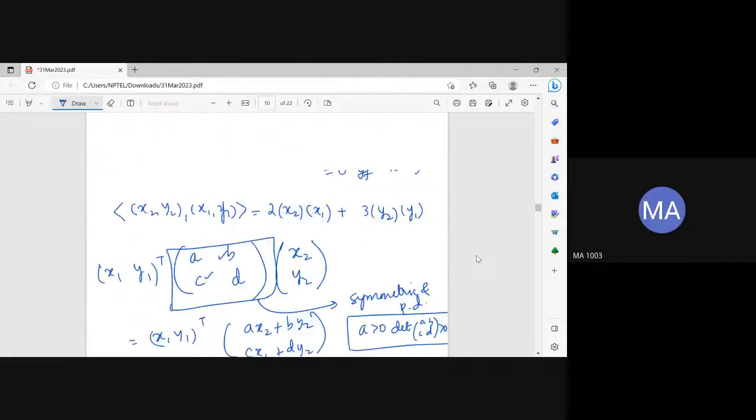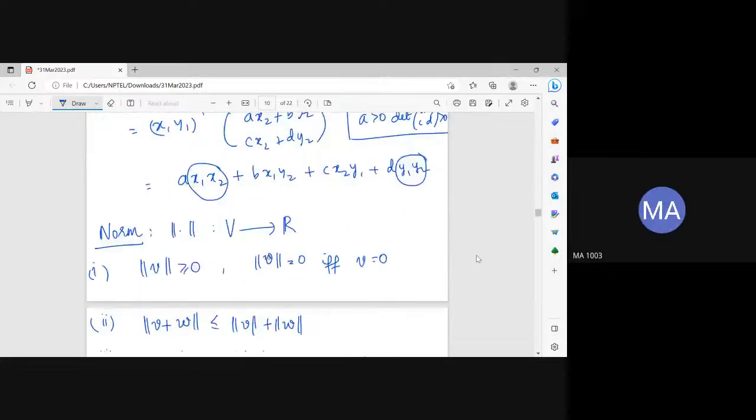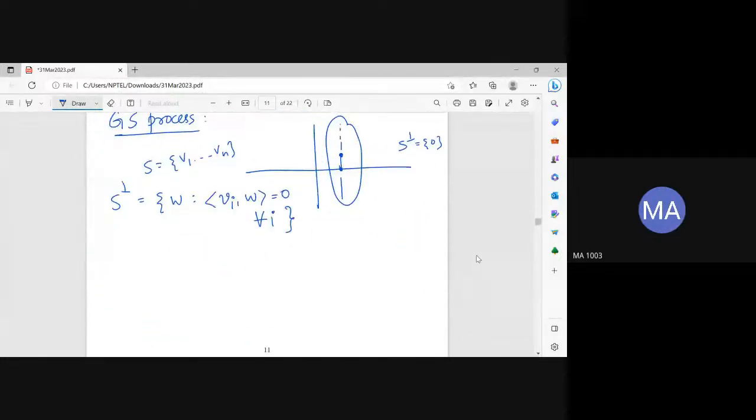Ma'am, what is the symmetry condition in inner product? Inner product UV should be equal to inner product VU. You take the inner product in any order, you should get the same answer. So what does the Gram-Schmidt process do? It converts any basis into an orthonormal basis, right? You just follow those formulae, and step by step, you convert any basis into an orthonormal basis.